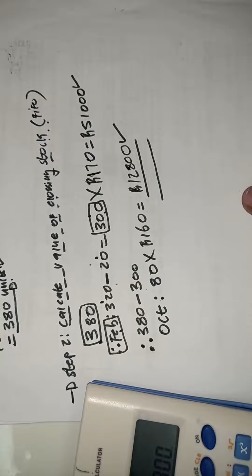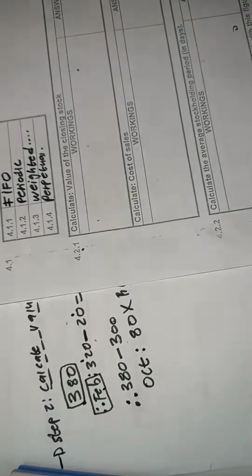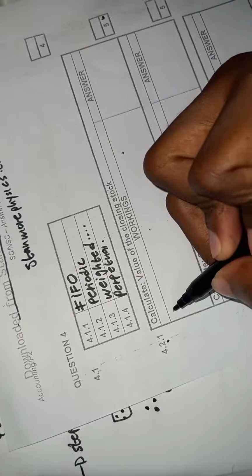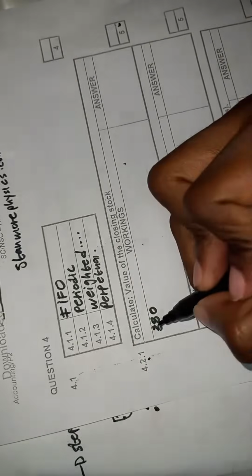Okay, let's put it on our answer book. On our answer book, you must only write step 2. Do not write step 1 on your answer book. Only write step 2. So we're going to write step 2. We said we were left with 380 units. On step 1, we're left with 380 units.